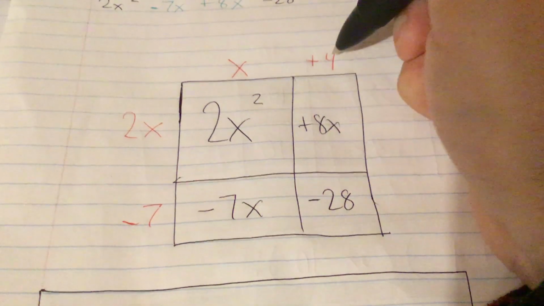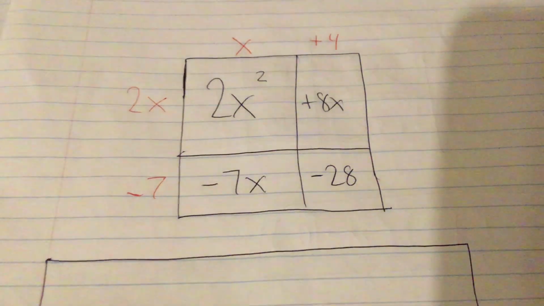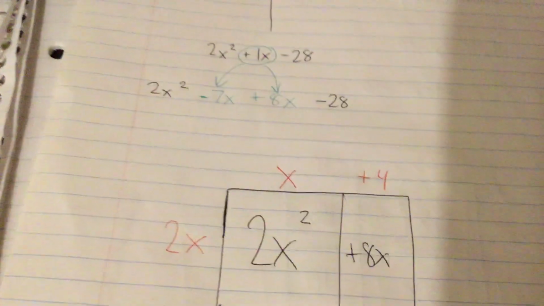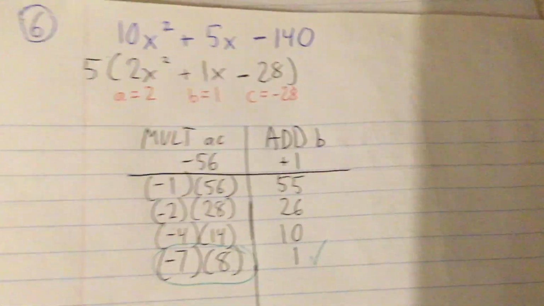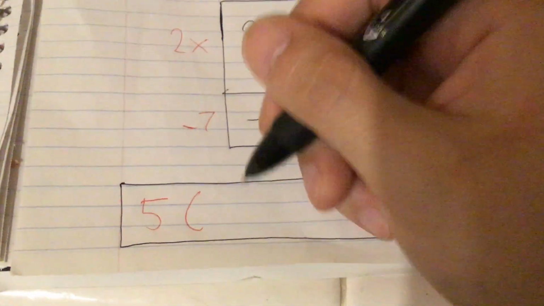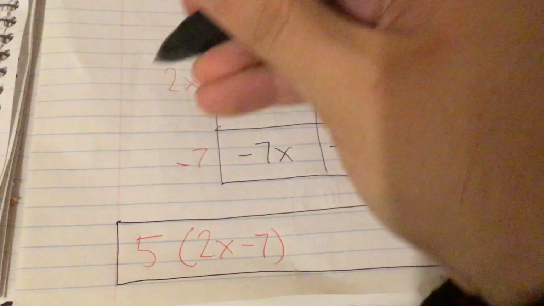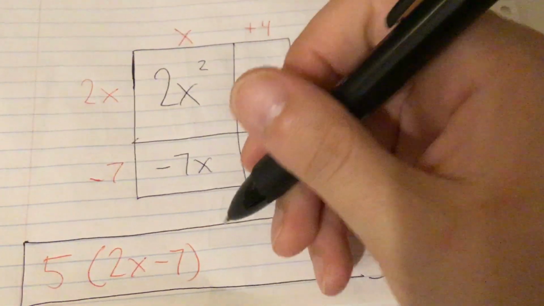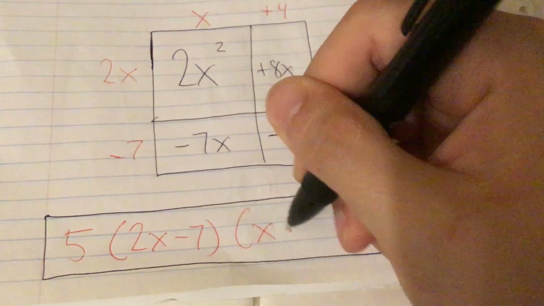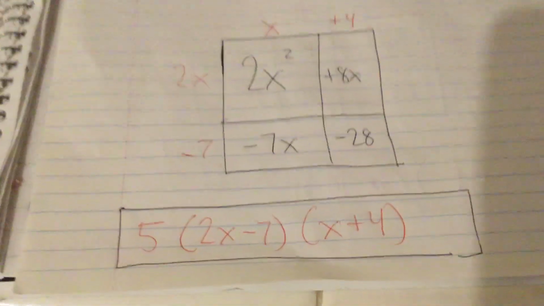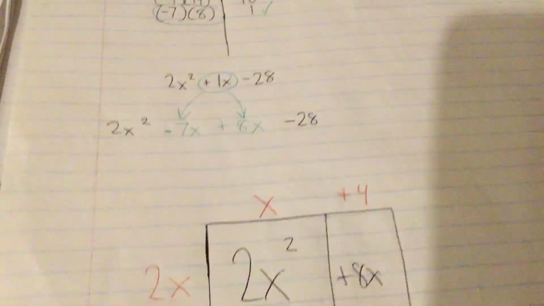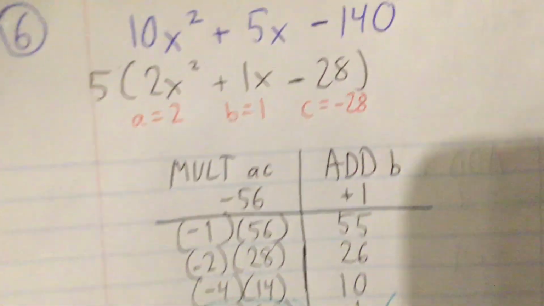Is negative 7 times positive 4 negative 28? Yes. Did I factor ahead of time? Yes, I factored out a 5. So the final answer is, if I factor out a 5 times the quantity of 2x minus 7, this factored out part right here, times the factored out part of x plus 4. So that's how you make a multiplication problem out of this quadratic trinomial.